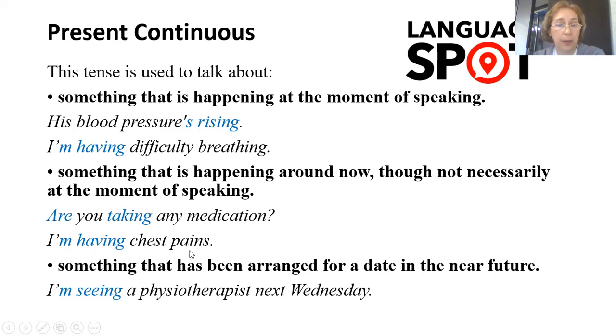Or "I'm having chest pains" currently, so like I'm having. And the next function is something that has been arranged for a date in the near future. Like in the example, "I'm seeing a psychotherapist next Wednesday." It means I've arranged the meeting with a psychotherapist, and it will happen next Wednesday, 100%.